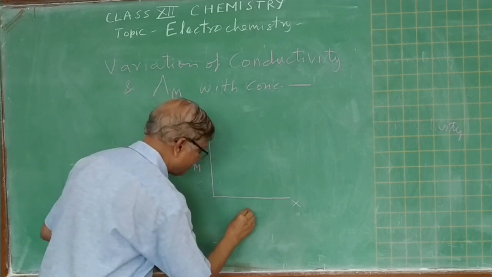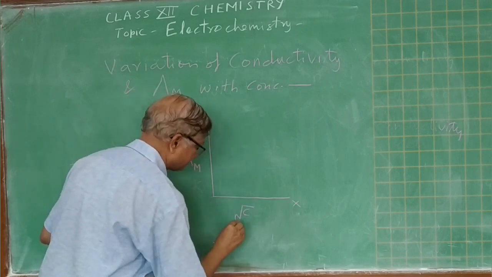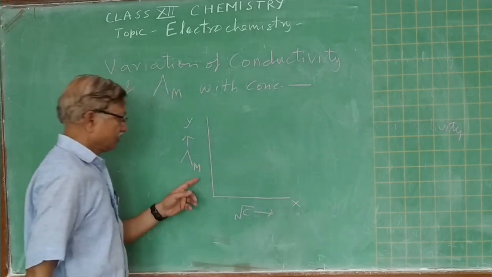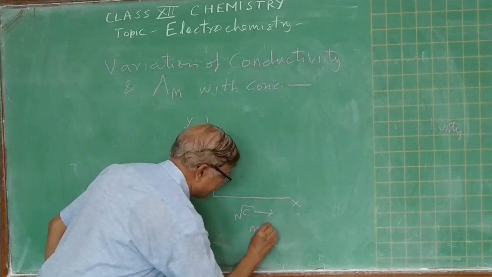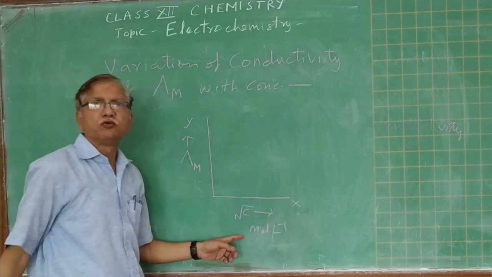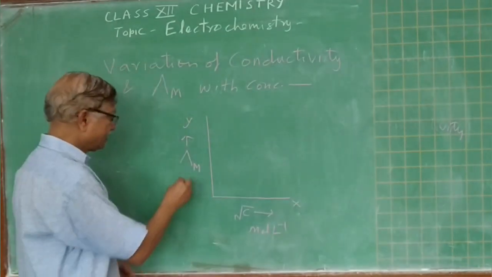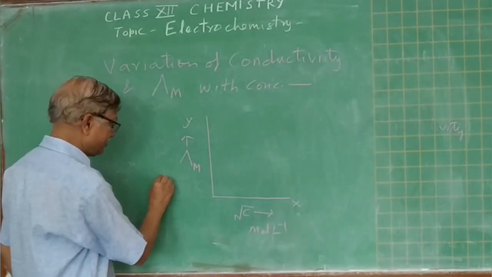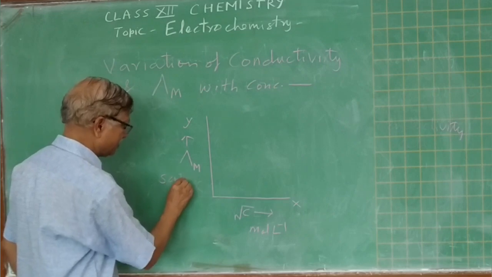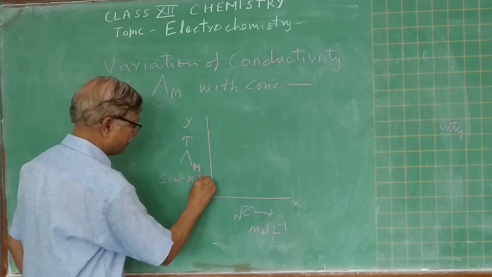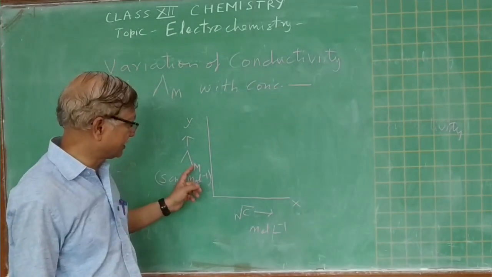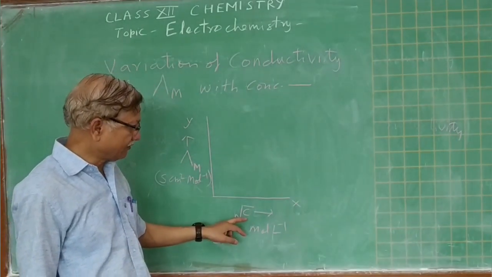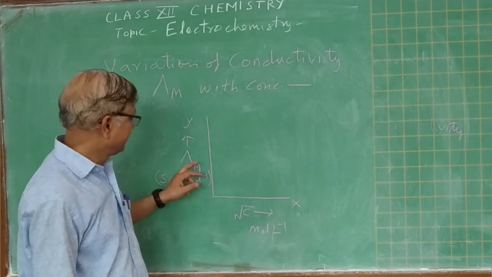Over the x-axis we take the square root of concentration, and the unit of concentration is mole per liter. The unit of molar conductivity is Siemens centimeter square per mole.